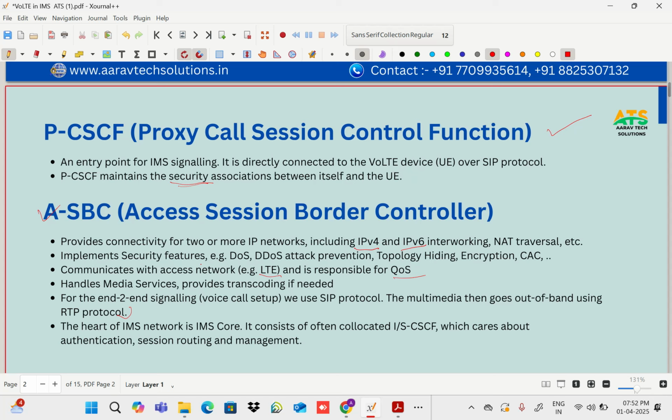The heart of IMS is the IMS core. It consists of often co-located I and S CSCF. It's like an SBC, session border controller, which cares about authentication, session routing and management.